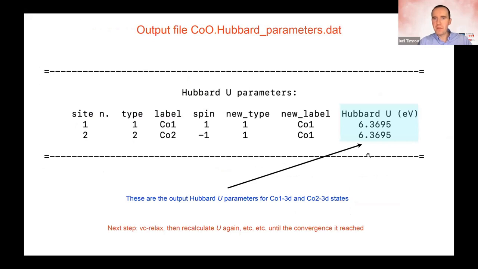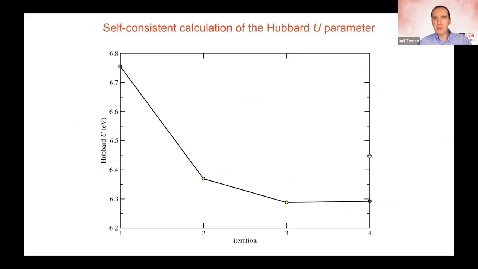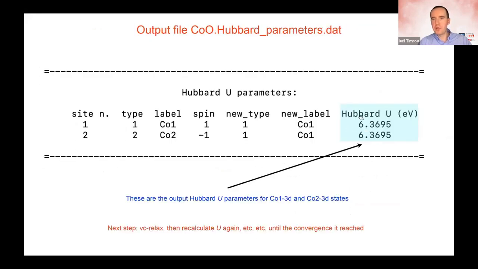6.3695. And so on and so forth. And with this new Hubbard U parameter, we do a new optimization, VC relax. So that would be the end of the second iteration. And then we do the third iteration and the fourth.